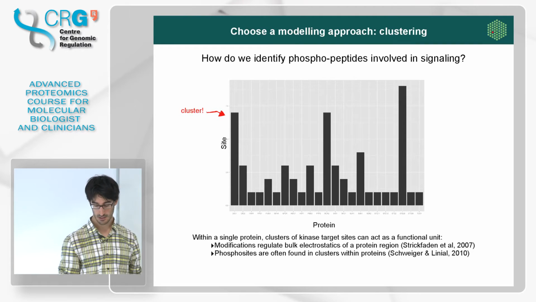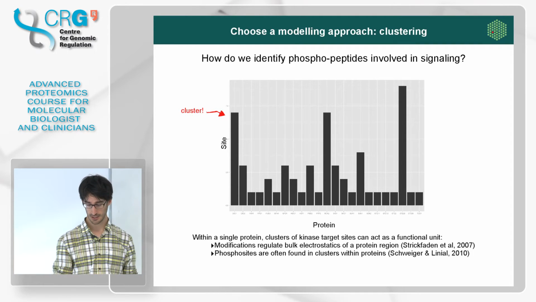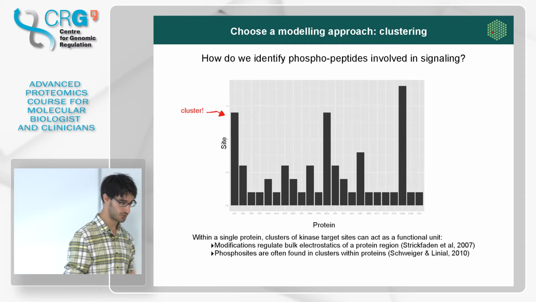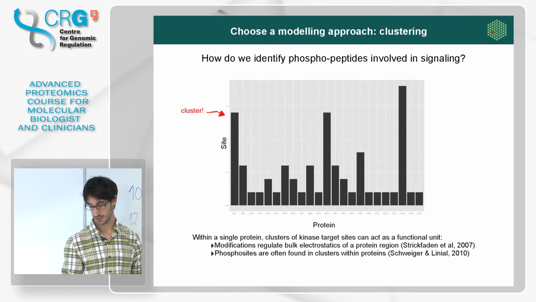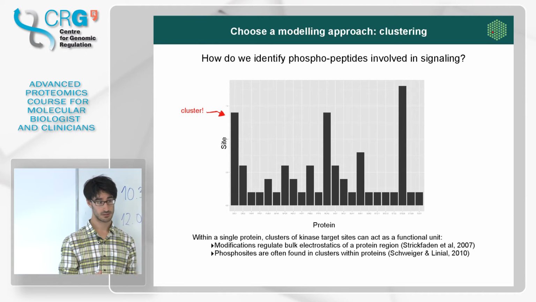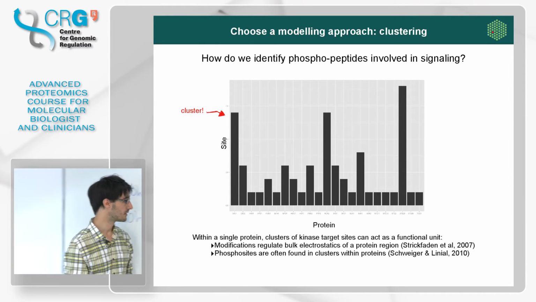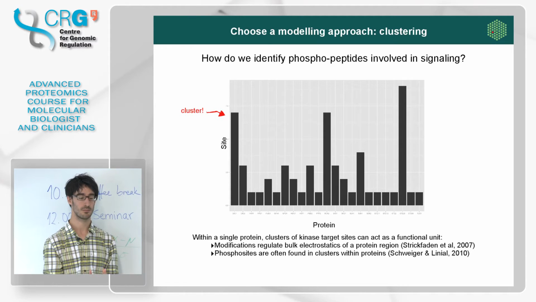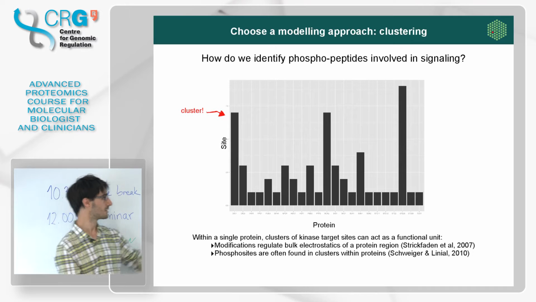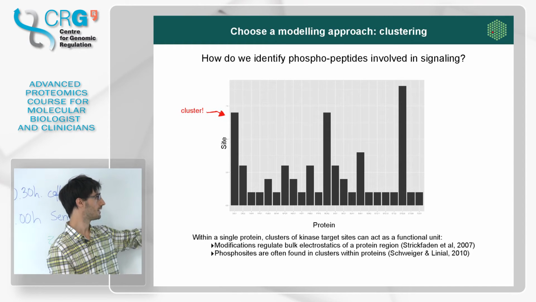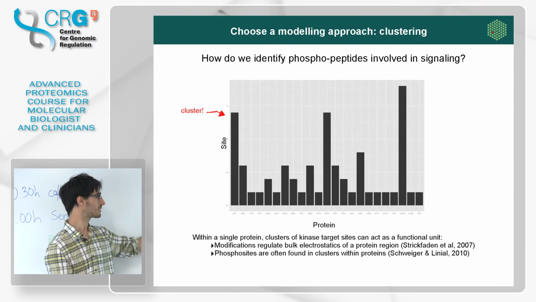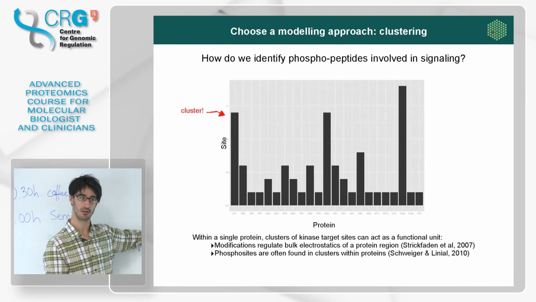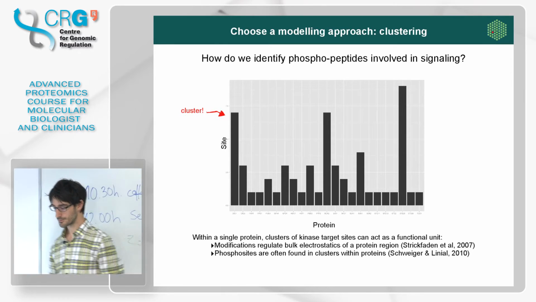One of them is that it's because of the electrostatics that are regulated all together within a region of a protein. And the other one is that phosphosites can be found in clusters as well, within proteins. So because they tend to cluster, we thought, well, maybe out of the 7 phosphopeptides, the function of the protein is driven just by one of them here, or 2 or 3 of the 7, right?